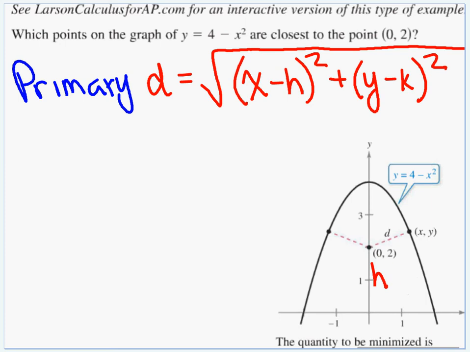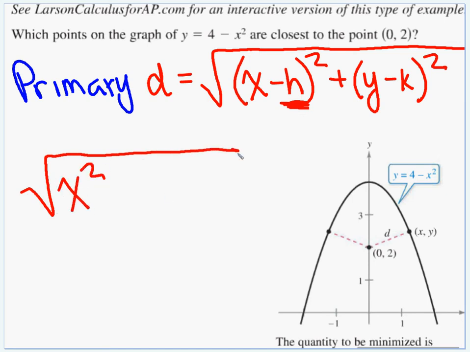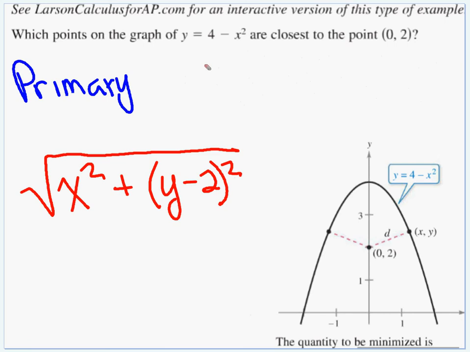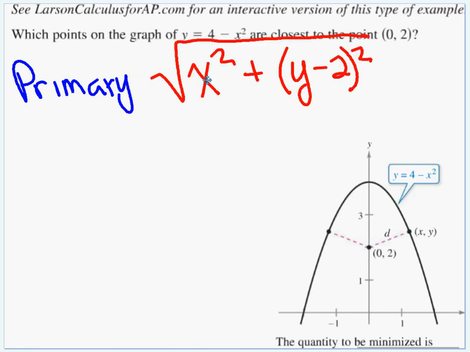So let's plug those in. This h is going to turn into a 0, so that's going to be x minus 0 quantity squared, which is just x squared. And then our k value is 2. So that becomes y minus 2 quantity squared. There is our primary equation. We do want to minimize this, so it is going to need to be differentiated at some point, but not right yet.